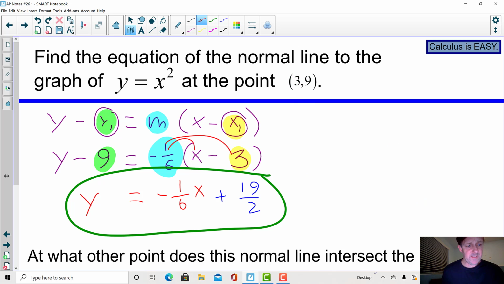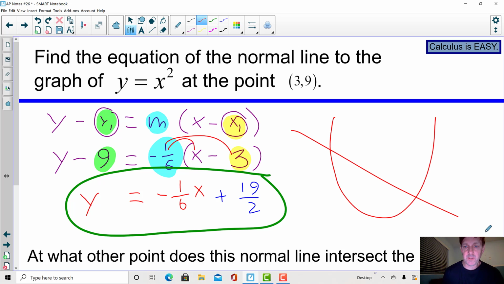Okay, at the bottom, it's asking us a second question. It says, at what other point does this normal line intersect the curve? So we have our curve, we have our normal line, could be something like this. Our tangent line's probably here. But our normal line intersects twice. It intersects here and it also intersects there.